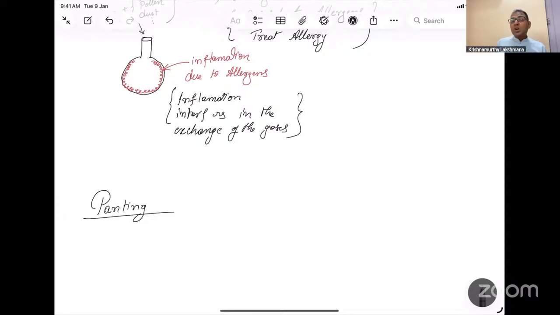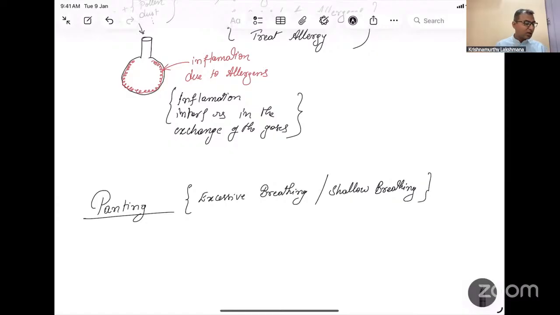So panting, what is panting? When somebody breathes like this, excessive breathing. Excessive sound while breathing, or shallow breathing. Okay.